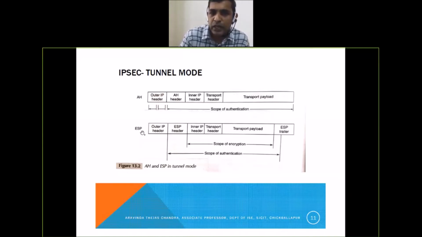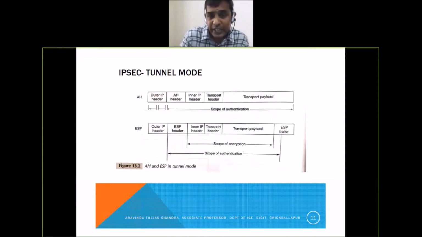Then coming to ESP, again the ESP header is placed between the outer IP header and inner IP header. After the transport header come the transport payload and the ESP trailer. And the scope of encryption, which are the fields that are encrypted? As I told you earlier, encapsulation of the packet is done.